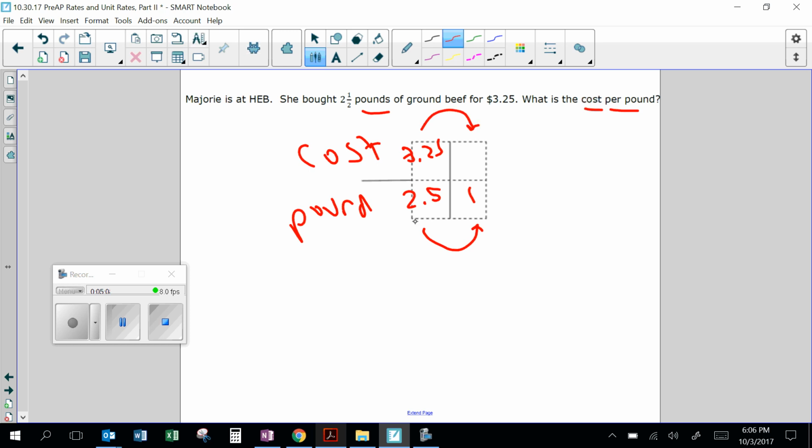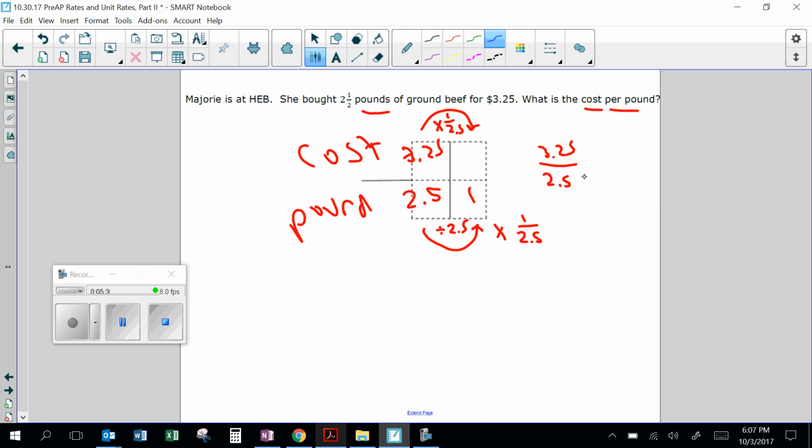How can I break it down from 2.5 to 1? I'm going to divide by 2.5 or multiply by a scale factor of 1 over 2.5. So 3.25 times 1 over 2.5 would be this. Did we learn how to multiply decimals this year? Yes, we did.